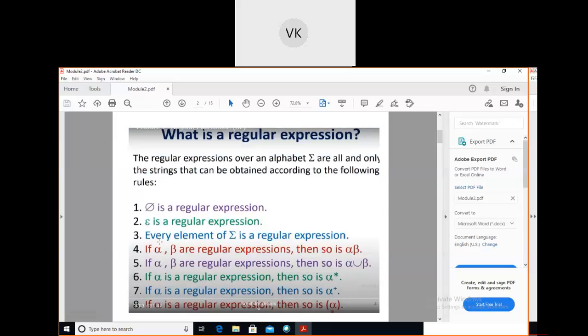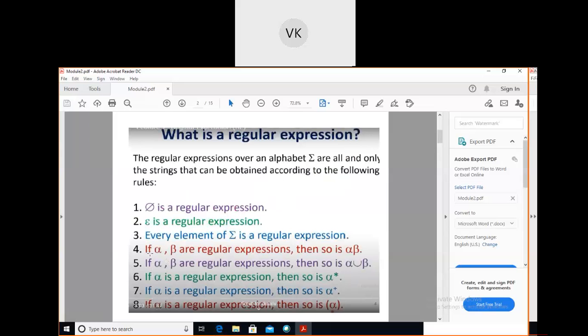After that, every element of sigma is a regular expression. Whatever elements are there in the sigma, the alphabet set, individually all are going to be called regular expressions. Suppose you imagine that sigma is equal to {a, b, c}. The alphabet set has a, b, c. Now a, b, c individually we are calling regular expressions.